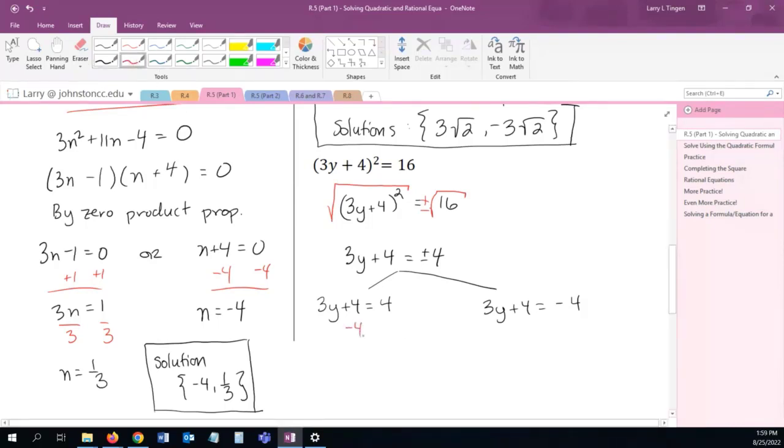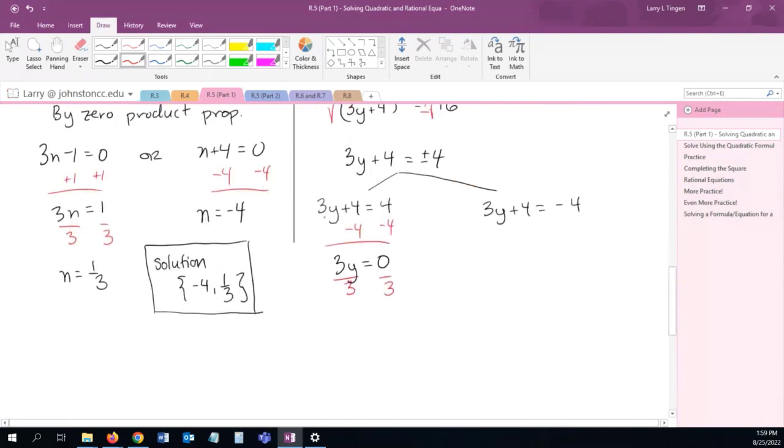All right. So get y by itself. Subtract 4 from both sides. And then get y completely by itself. 3y is currently equal to 0. I need the 3 to go away, and what I do is divide by 3. 0 divided by 3 is 0. Okay. And my other solution.